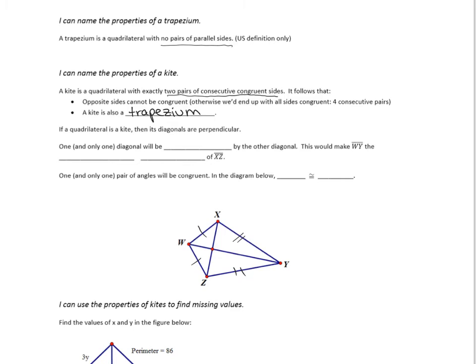If a quadrilateral is a kite, then its diagonals are perpendicular, okay? One and only one diagonal will be bisected by the other diagonal. So WY bisects XZ such that this piece will equal this piece. This would make WY the perpendicular bisector of XZ. And one and only one pair of angles will be congruent. In this diagram, angle WXY will be congruent to angle WZY. So this angle is congruent to this angle in my diagram. So there's a lot going on in a kite.